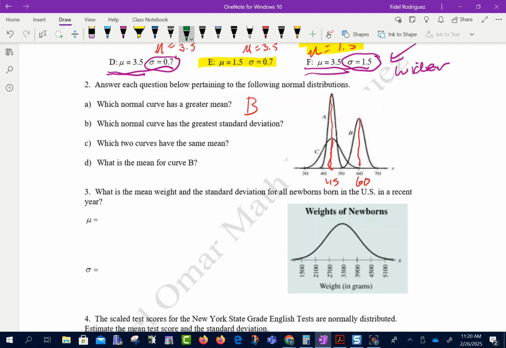Okay, which one has the bigger standard deviation? What they're asking me, my friends, is which graph is wider? Oh, we'd say C does. Okay. Which two graphs or two curves have the same average or the same mean? A and C. And what is the mean for the curve B? We said that was going to be 60. Okay.